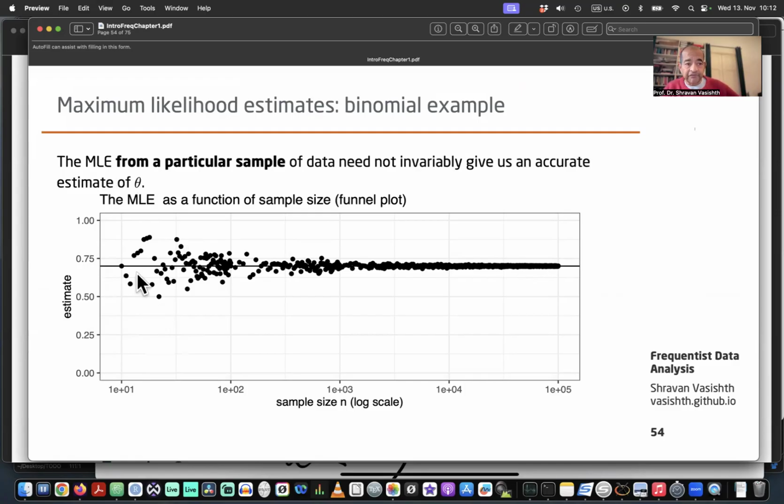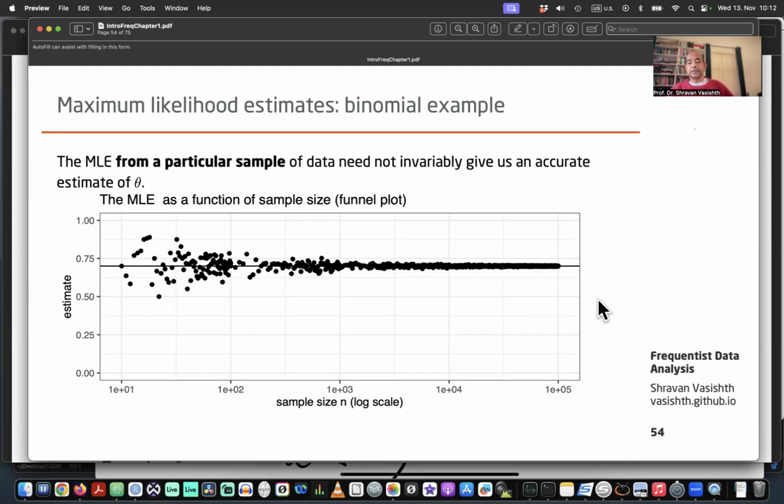So in this particular figure, the true value of the parameter is 0.7. So that's this horizontal line. And you can see that in the smaller sample sizes, there's a lot of variation in our estimates of that parameter, but that variation starts decreasing as we increase the sample size, and eventually we start getting estimates of the parameter that are exactly the correct estimate.